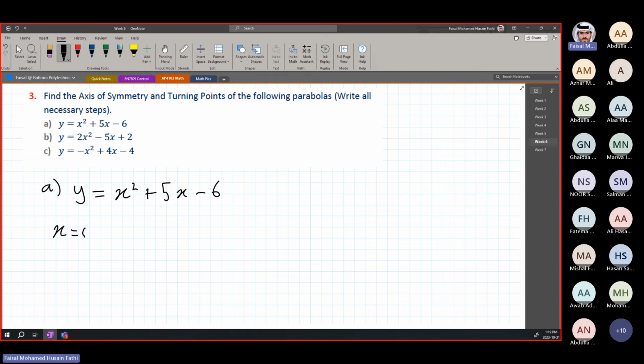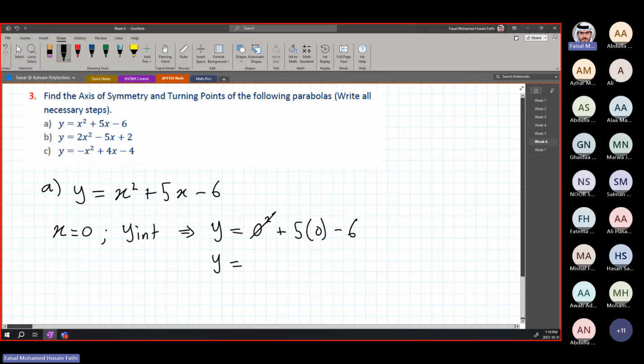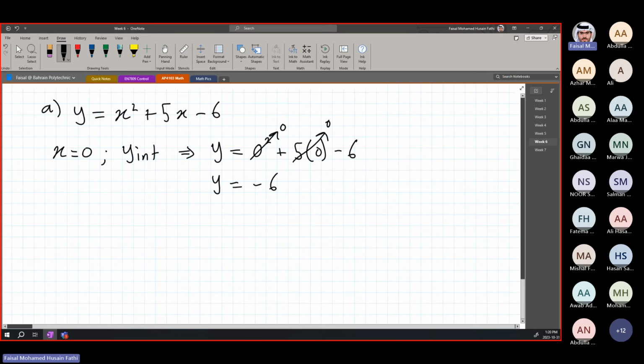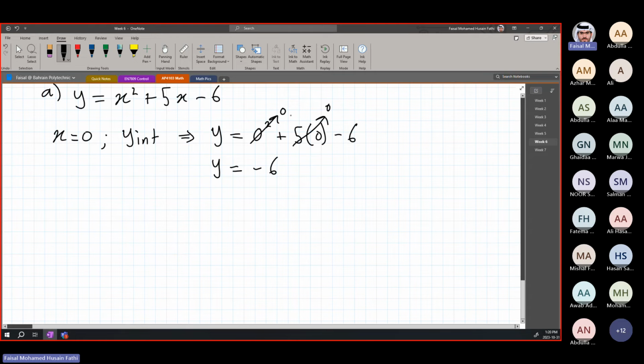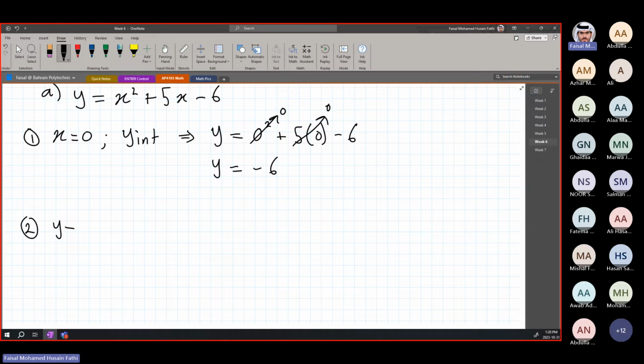To find the y-intercept, x equals 0. We will get the y-intercept. So by plugging back into the equation, y is equal to 0 squared plus 5 times 0 minus 6. This is 0, this is 0, because 5 times 0 is 0. Y is just equal to -6. Now we found our y-intercept. Step 2, we find the x-intercept by doing y is equal to 0.